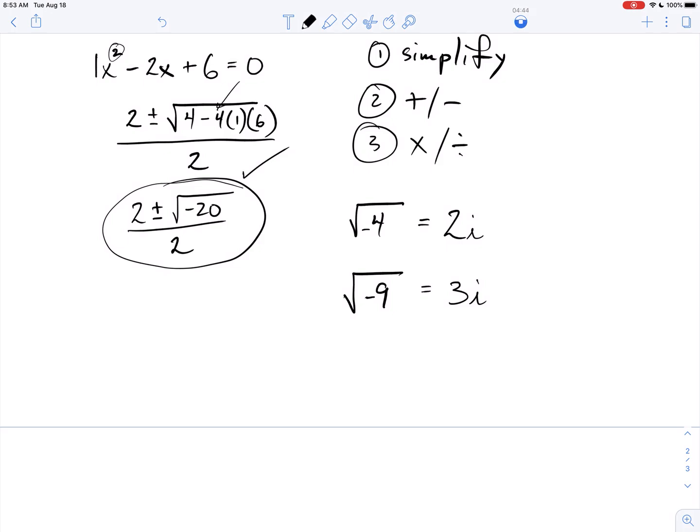Oh man, what if it's not a perfect square like this one? What if it's one of these? Well, here's the thing. Every single number that is negative could be written like this. It could be written like -1 times that number. And then you say, well, that means I have technically the square root of negative 1 times the square root of 20. That is true. That is what you have.